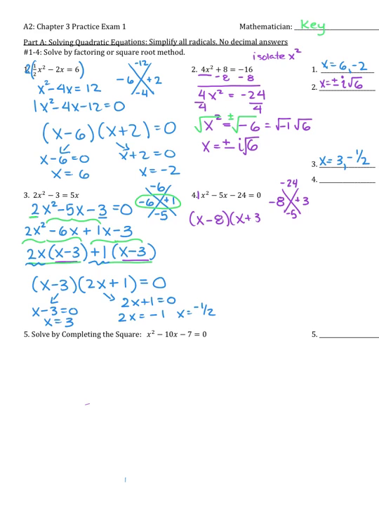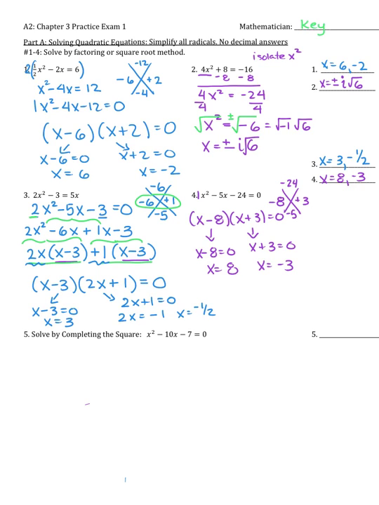x plus 3 equals 0, and then you just set each factor equal to 0. So x equals 8, x plus 3 equals 0, so x equals a negative 3. So x equals 8 and negative 3. All right, so that's the factoring part of your practice exam.